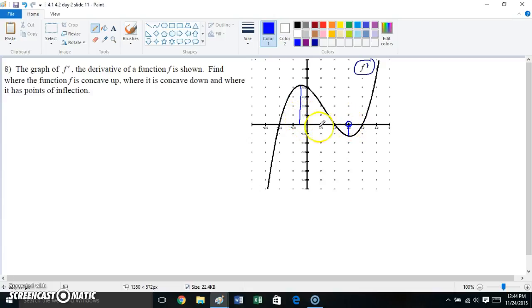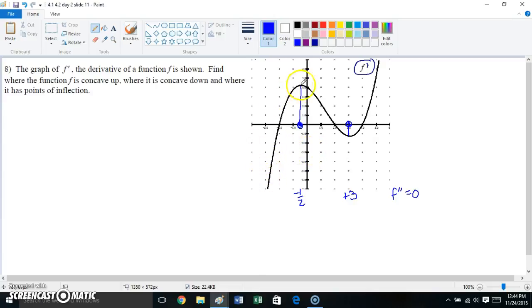It looks like the second derivative will have 0 slopes at -0.5 and +3. Okay? So these are the locations where f double prime is equal to 0. Okay, so the second derivative tells us, the first derivative slope tells us the sign of the second derivative.